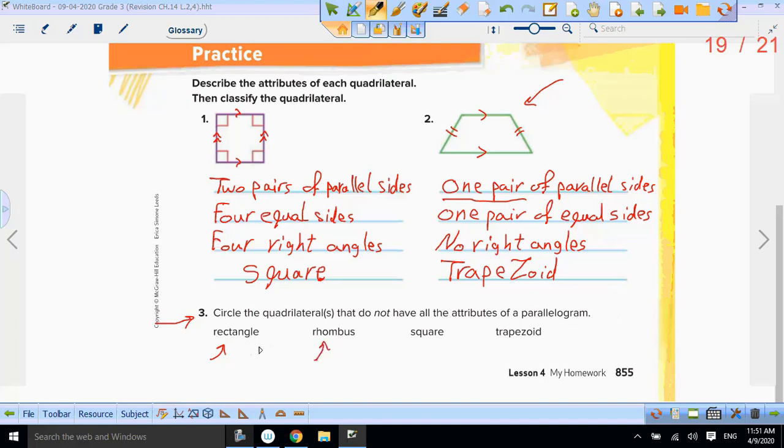Rhombus also has all these properties, all these attributes. Square, yes. These three shapes are three cases of parallelogram because they have all the attributes of the parallelogram. But this one, trapezoid, no, it hasn't all the attributes. It has only one pair of parallel sides. So trapezoid will not be circled.